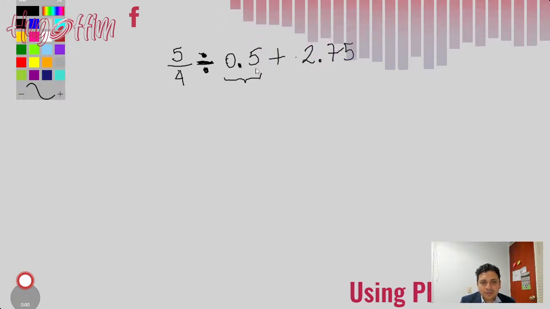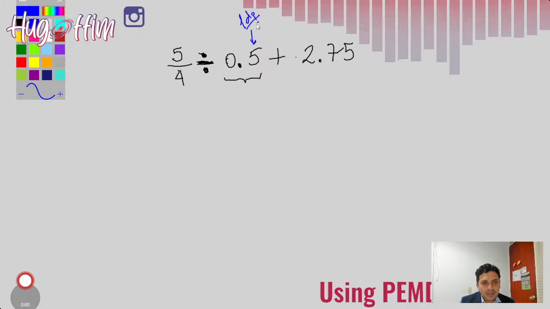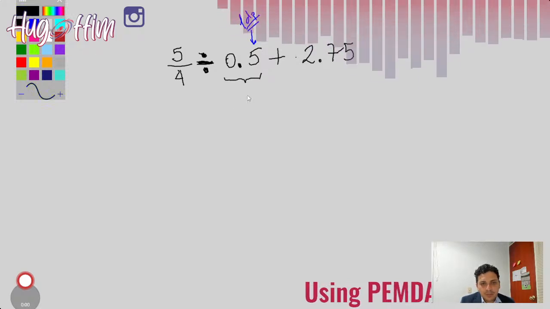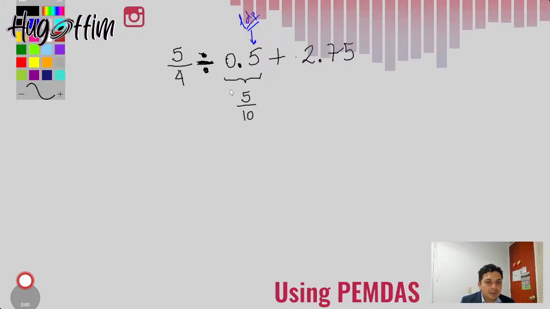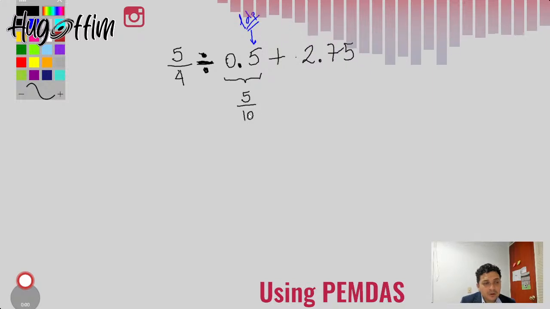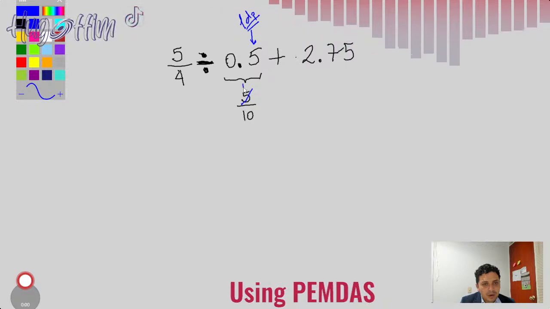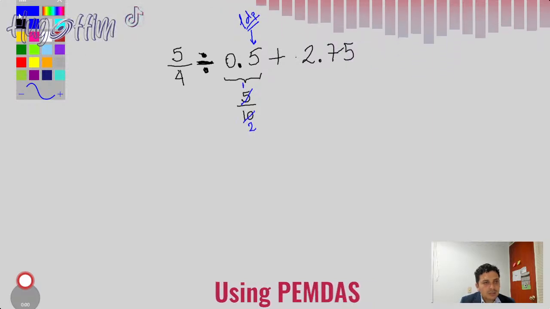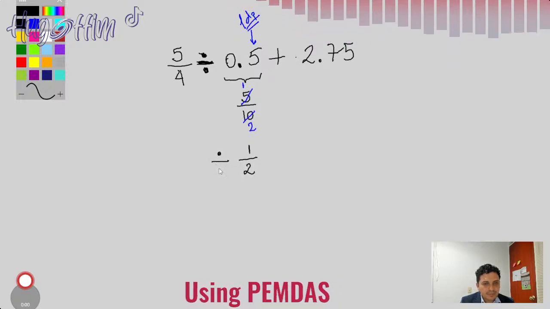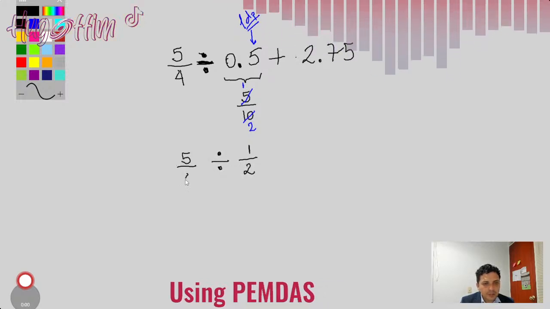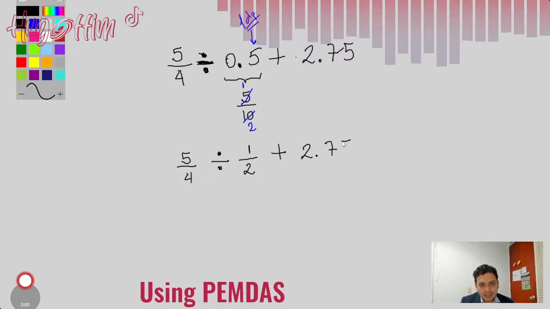In this case, 0.5 as a fraction, I have one decimal place. So it means that this is the same as 5 over 10. Now, remember, take fractions and simplify before you continue. So 5 over 10, I'm going to simplify, divided by 5, 1. 10 divided by 5, 2. So the answer is 1/2. Okay, maybe you know it already. So what I need to do is 5 quarters divided by 1/2 plus, I'm going to leave this as a decimal.